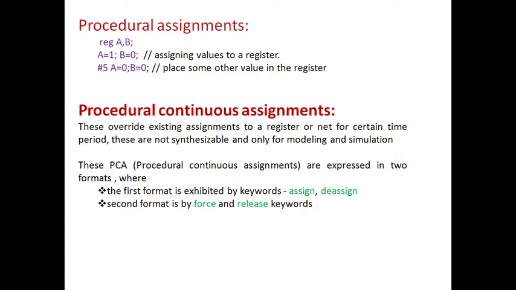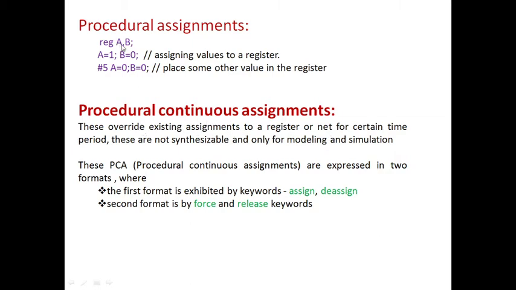In procedural continuous assignments, you can see the statement I have mentioned in the slide: these override existing assignments to a register. That means I have a variable, and that variable may be of type register or it may be of type net or wire. So they are going to override the existing assignments to a register or net.